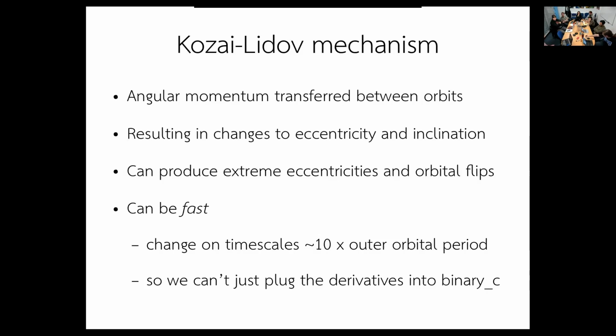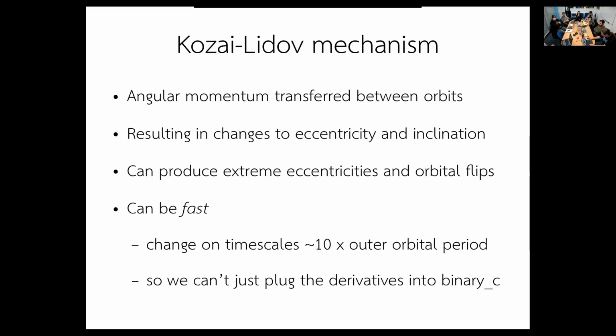The main feature of the Kozai-Lidov mechanism that we have to deal with is that it can happen on quite fast timescales. So the timescale for the evolution of the orbits is, very roughly speaking, the outer period multiplied by the ratio of the two periods. So that could be a few outer periods, maybe 10. You have some mass factors and eccentricity factors in there as well.